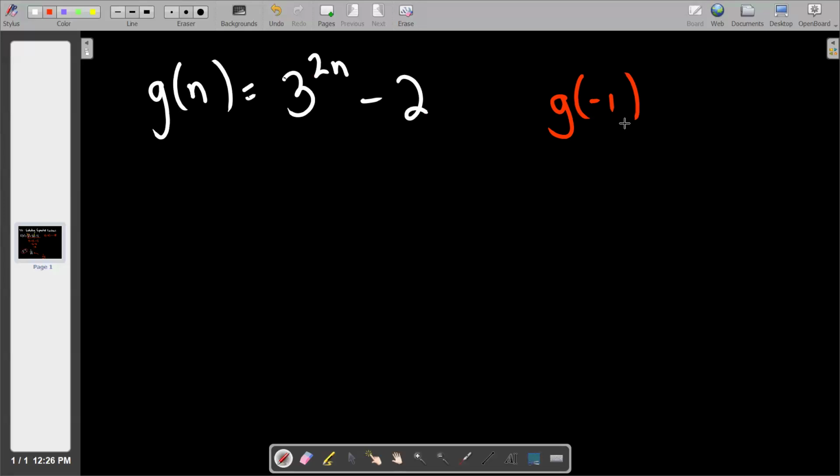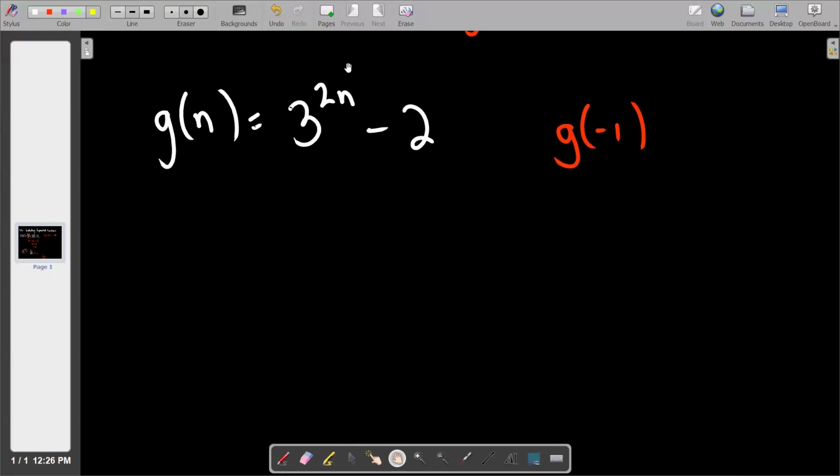So just don't ever lose sight of what it means to evaluate a function. It just means to feed -1 wherever there's an input slot. Some functions have more than one input slot. This particular function only has one, and it's right where that arrow is pointing. So we're going to take the -1, the feeder, and put it in there. And what's the exponent going to become? It's going to become -2, because that's 2 times n, which is 2 times -1, which is -2. So the working stage of this problem is to take 3 now to the power of -2, minus 2.